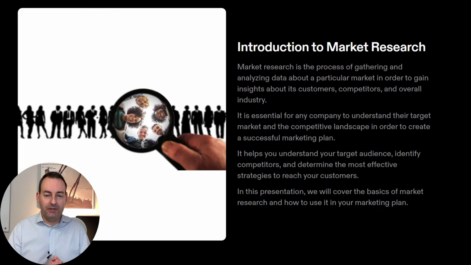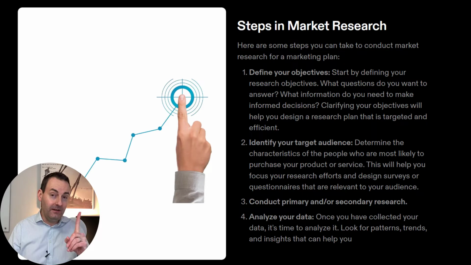So in this presentation, I'm going to basically cover what is market research and how to use it in your marketing plan. So, steps in market research. There are 4 steps you want to follow to get underway with market research. Number 1, as with the starting of any plan or new activity, is define your objectives. So start by defining your research objectives. You know, what are you trying to achieve? Therefore, what questions do you want to answer? What information do you need to make informed decisions for your business and for your plan?